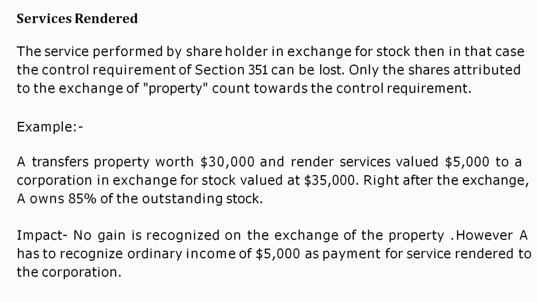So now let's understand this with an example. A transfers property worth $30,000 and renders service valued at $5,000 to a corporation in exchange for a stock valued at $35,000. Right after the exchange, A owns 85% of the outstanding stock. In this case, no gain is recognized on the exchange of the property. However, A has to recognize ordinary income of $5,000 as a payment for service rendered to the corporation.